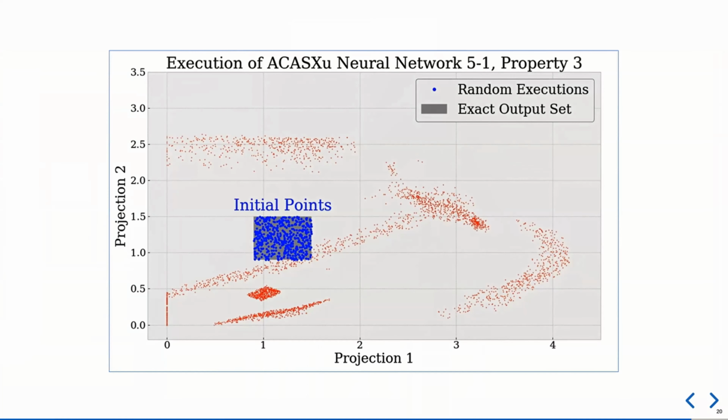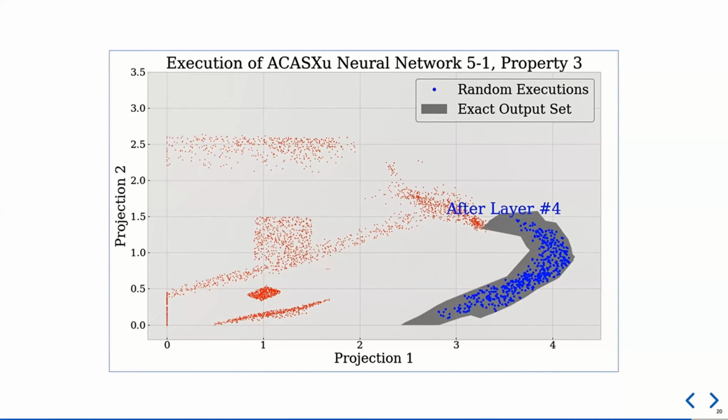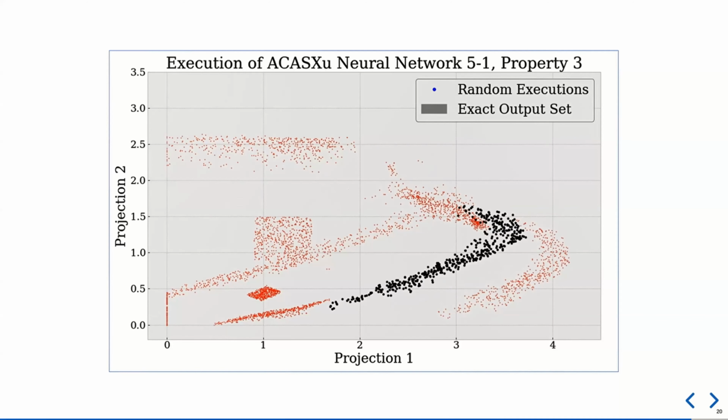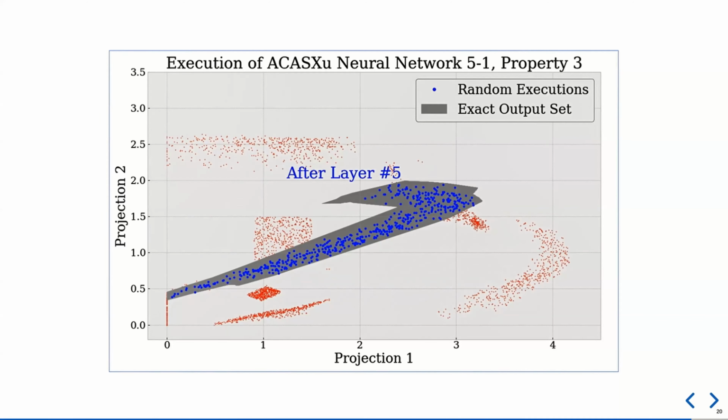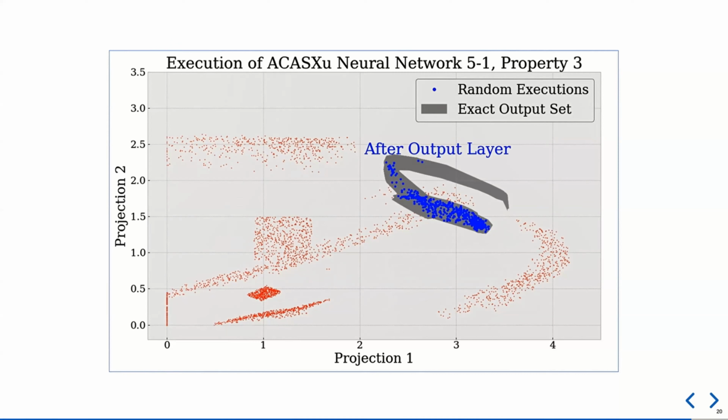I think the last thing I'll say is that because it's exact analysis, we can actually visualize the reachable set over each layer, and that's what this is showing here. This is ACAS Xu neural network 5.1 property 3. What we're comparing is we did some random samples of the initial set, and then we're projecting things onto 2 dimensions. If you look at the difference between the random simulations and the exact output set, you start to see some discrepancies.